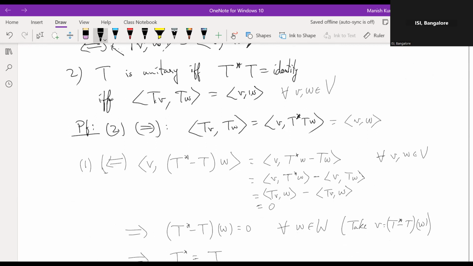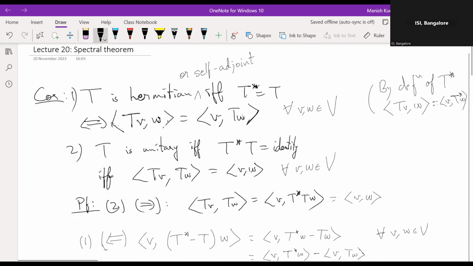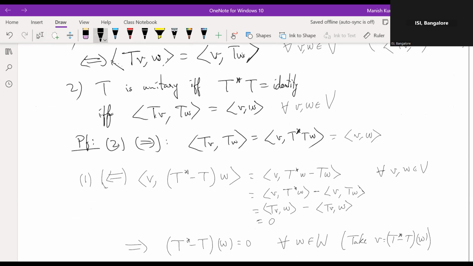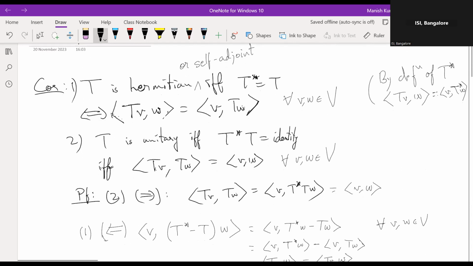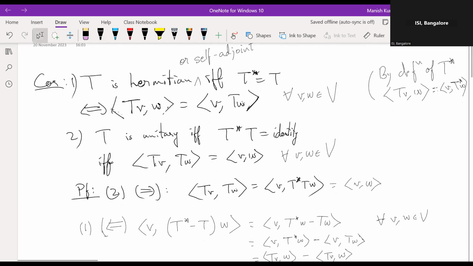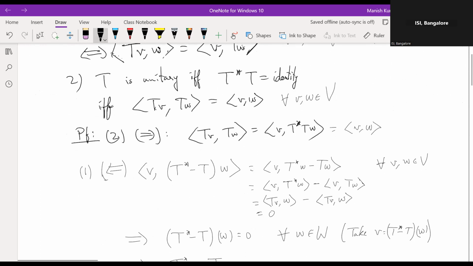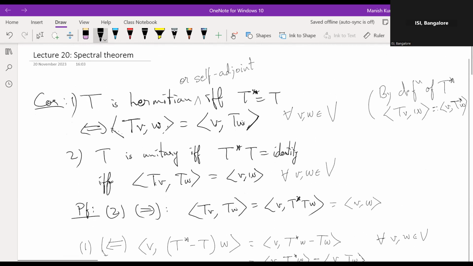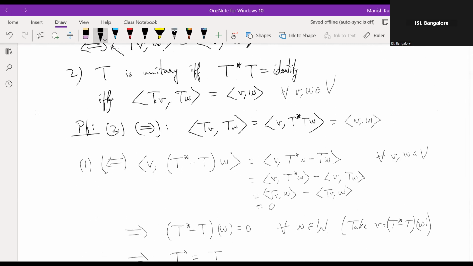Maybe, no, I want to prove T star is T. So what happens is now V comma T star W is the same as TV comma W by what we had seen last time. V comma W is the same as V comma T star W. So we get this. And the second one is by the hypothesis. The hypothesis says that TV comma W is V comma TW. So both are the same.